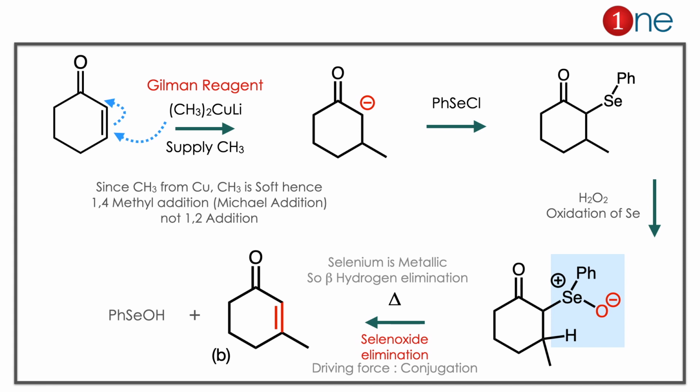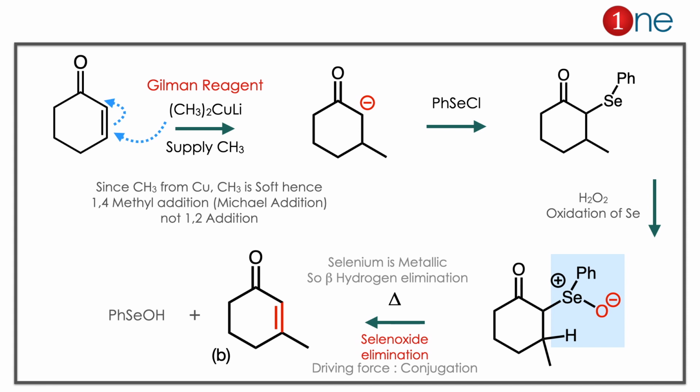Next step, you are using phenylselenium chloride. Selenium acts as an electrophile, so a selenium-carbon bond is established there. Next step, you are using the peroxide. Selenium has very high affinity for oxygen, so selenium forms the oxide, stabilized by the counter ion, O- and Ac+.